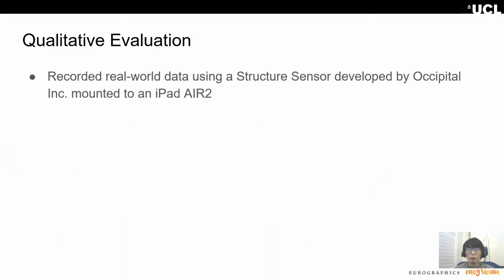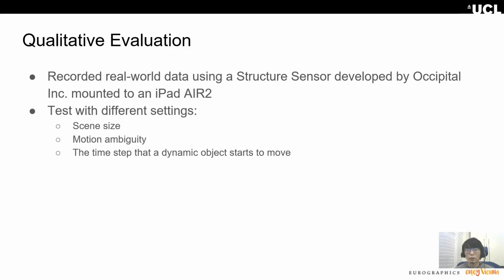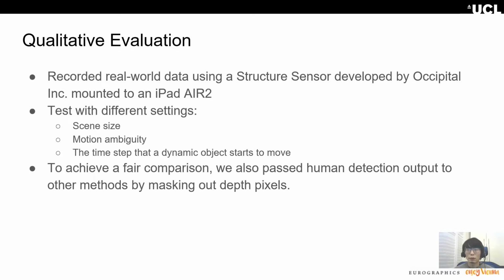We also conduct qualitative evaluation using real-world data. The data is recorded using Structure Sensor and iPad L2. To achieve a fair comparison, we pass human detection output to other methods by masking out depth pixels, and we test and collect different kinds of settings involving small things, big things, low dynamic, high dynamic.